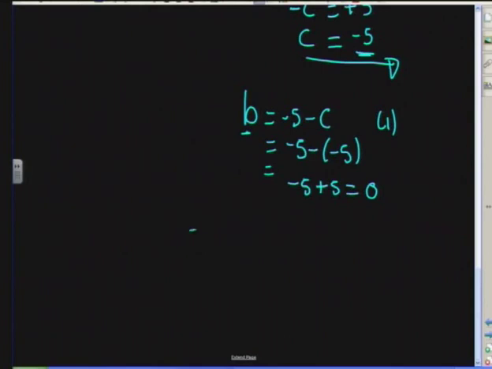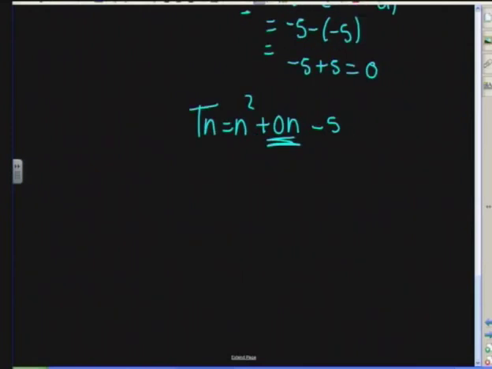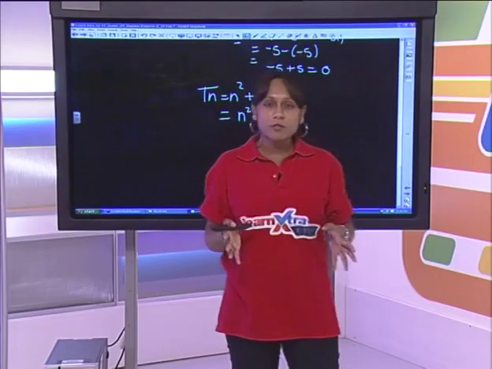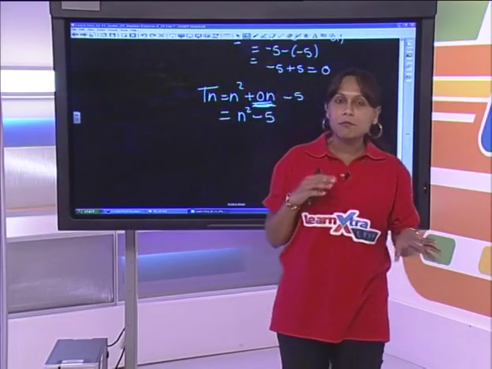So my equation now becomes Tn is equal to n squared plus 0n minus 5. But guys, we don't ever write 0n like that, do we? No, because that whole term is just going to cancel out to give us 0. So my equation is actually n squared minus 5. Okay, so that is the general term. Sorry, not your equation. Your general term is n squared minus 5.